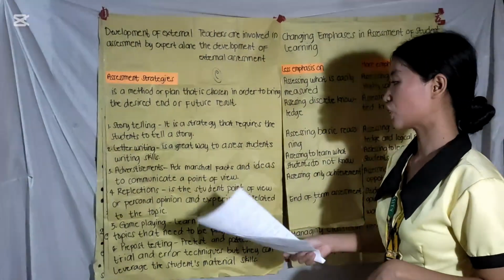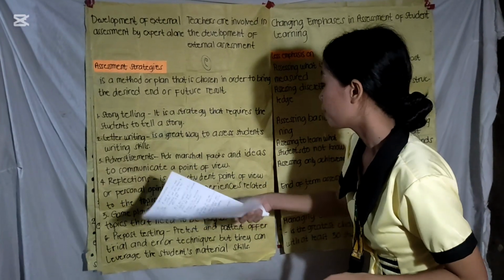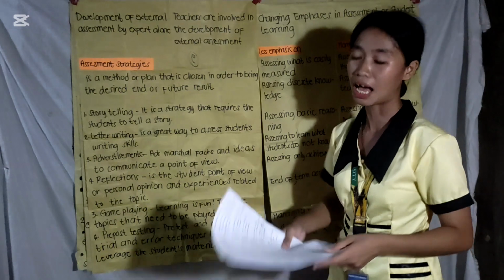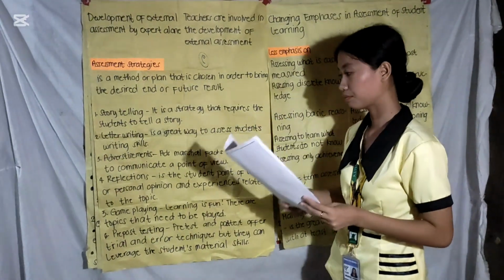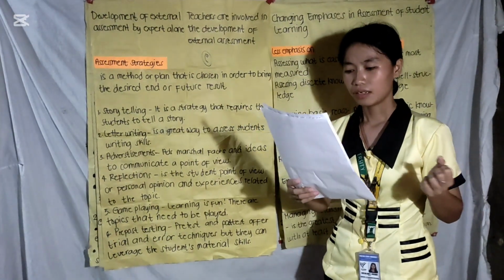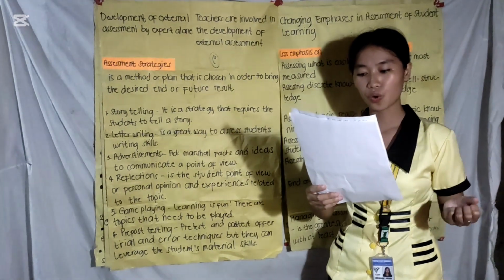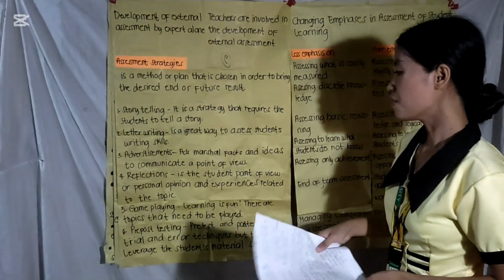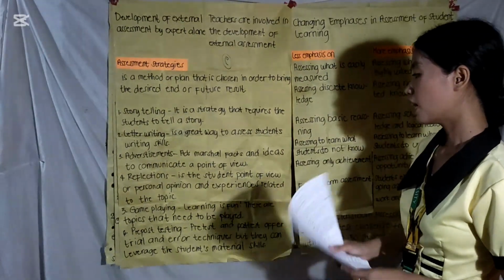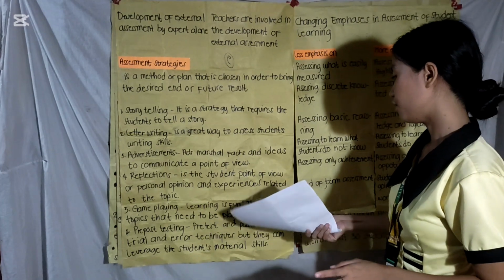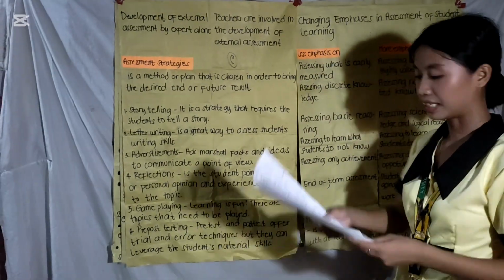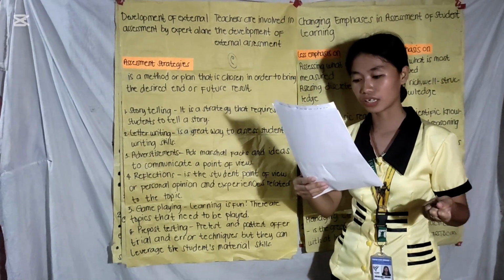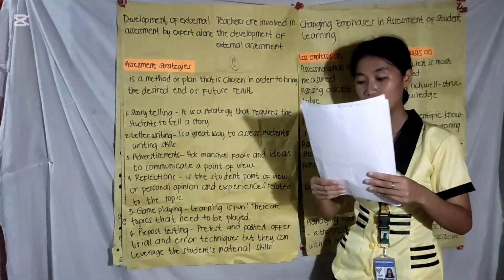Number 4, reflections. This is the student point of view or personal opinion and experiences related to the topic. This strategy, you will know how and what the student feels. Number 5, game playing. Learning is fun. There are topics that need to be played. Related games are more engaging and exciting to the part of the learners.